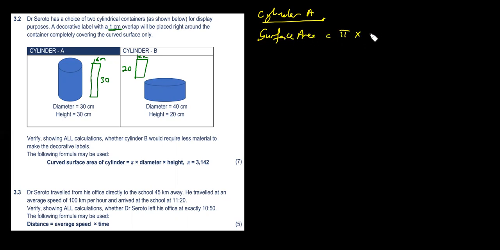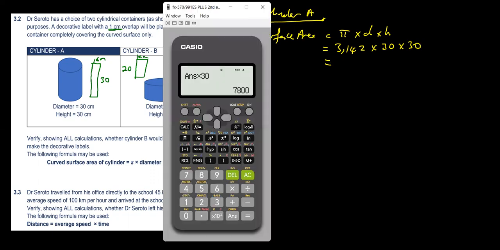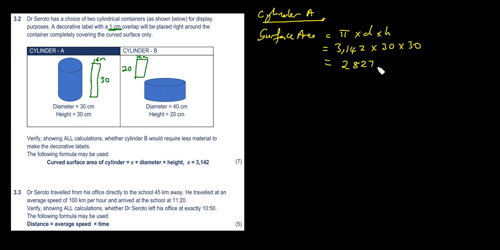is pi times your diameter times your height, which we can just say h there, no problem. Then what is our pi? 3.142 times, what is our d? Our d is 30. What is our height? It's also 30. Let's see what we get. It's going to be 3.142 times 30 times 30. Then we get 2,827.8.